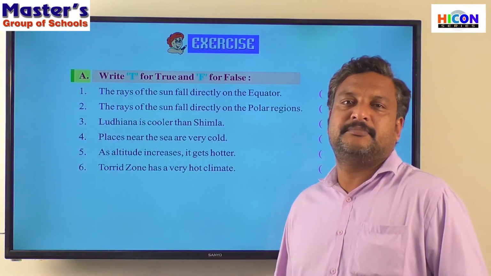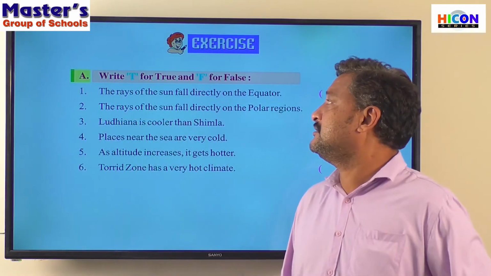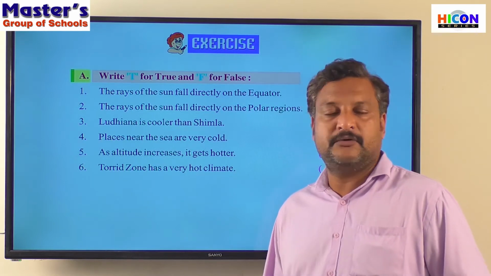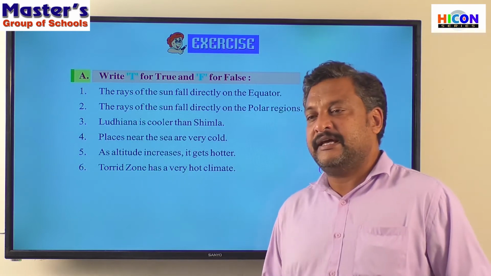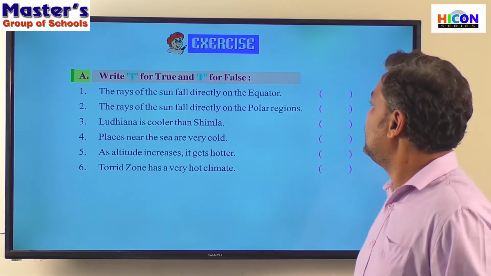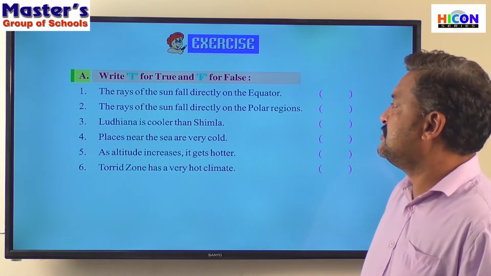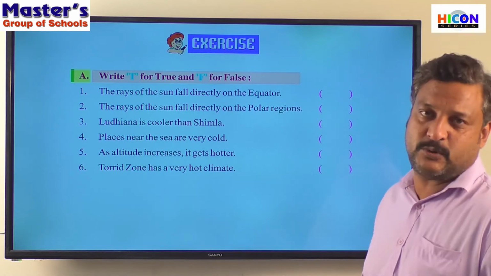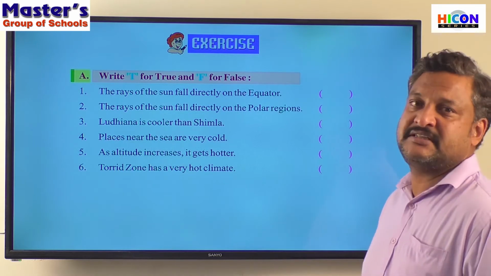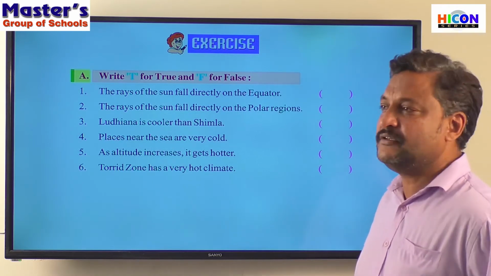So children, we have already completed the lesson part earlier, and now it is time for us to do the activity part of this lesson, right? So the exercise and activity part of this lesson actually starts with write T for true and F for false, means a true or false question. Okay, so the exercise starts with a true or false question.